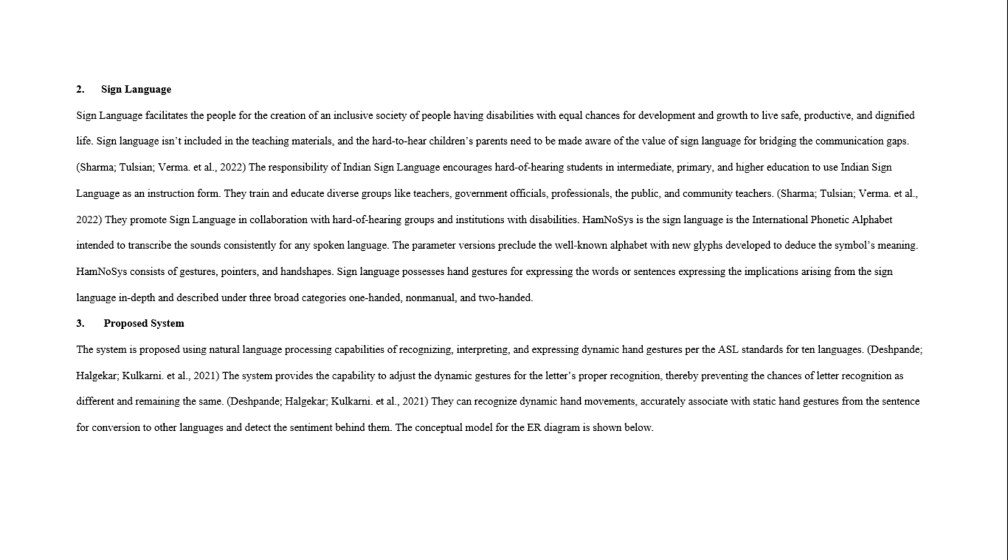Ameslan has various characteristics of pointers and shapes and gestures. The proposed system ER diagram is the American Sign Language standards for the 10 languages. They recognize the letters having different but the same meaning.